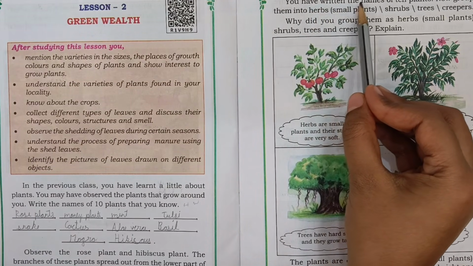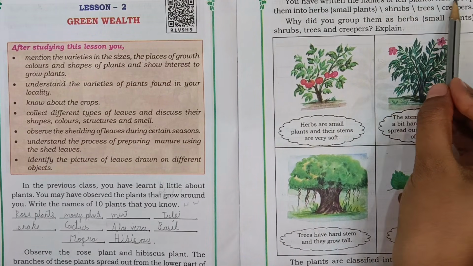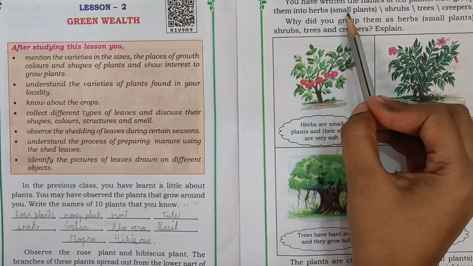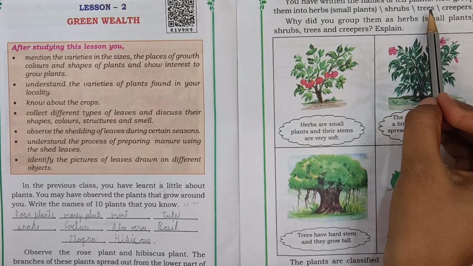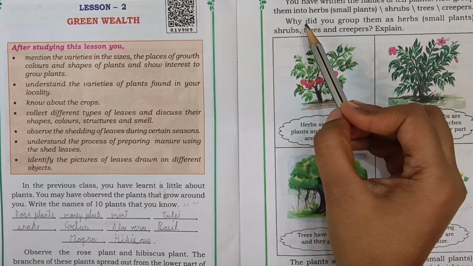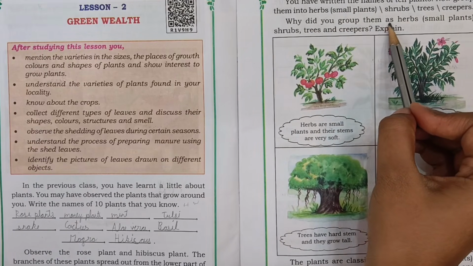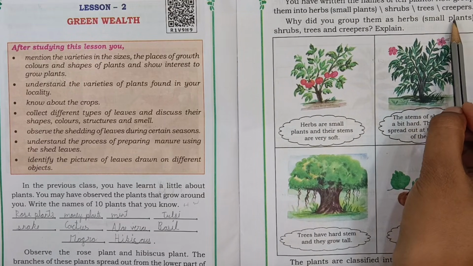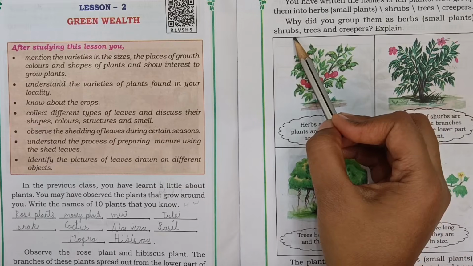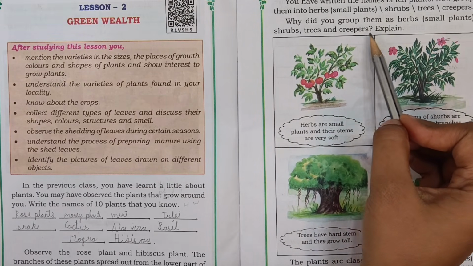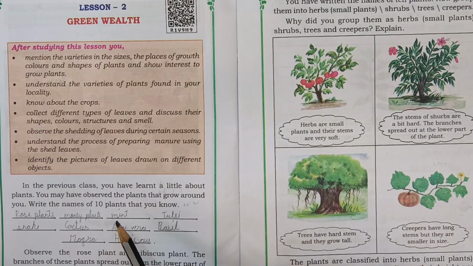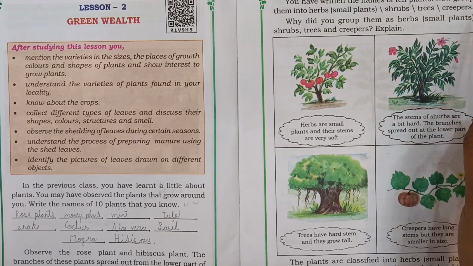You have written the names of 10 plants. Now group them into herbs, shrubs, trees and creepers. Herbs means small plants. Explain. Okay. So whatever you have written, you have to divide into herbs, shrubs, trees and creepers, children. Okay.